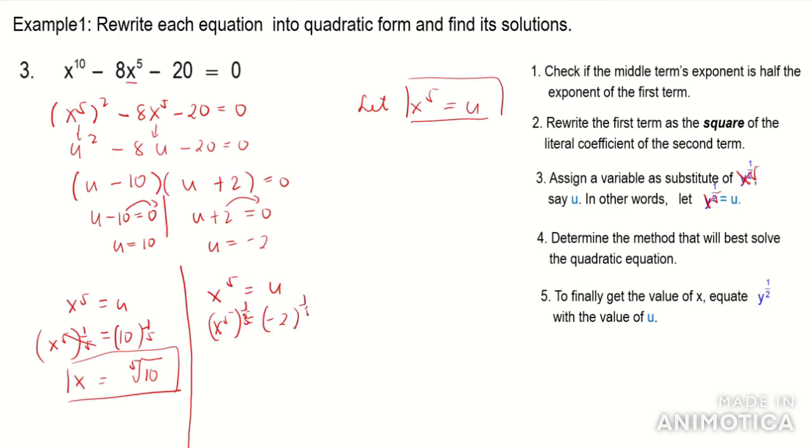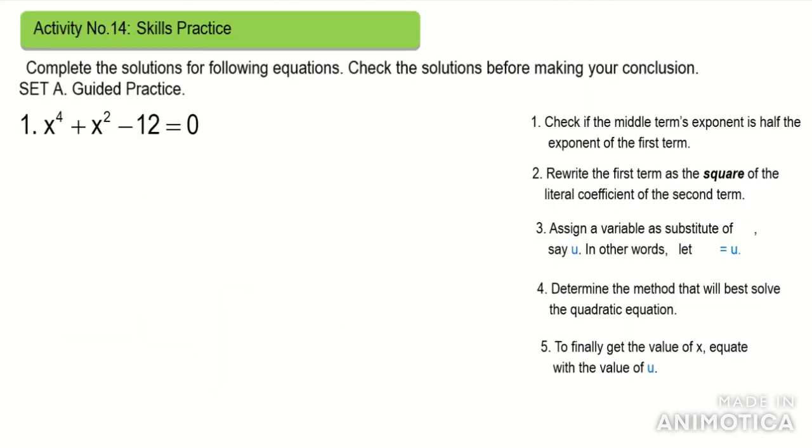Okay. So we have x now is equal to the fifth root of -2. So we have here two solutions, the fifth root of 10 and the fifth root of -2. Okay. For another set of practice, we have activity number 14 found in your book. Kindly answer this. Pause the video for a while and then after answering, play it again.